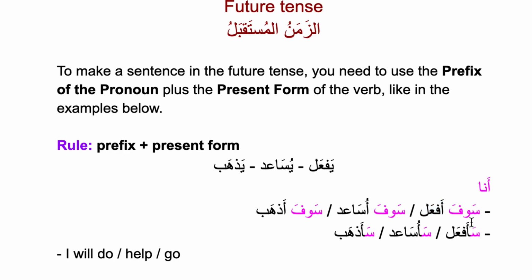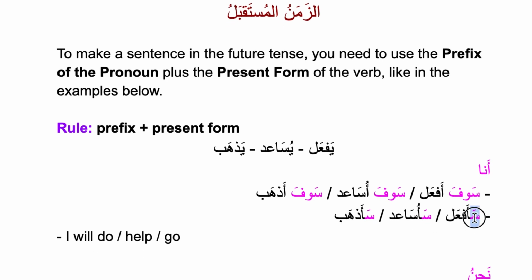The second example, sawfa usa'id. Sawfa usa'id means I will help. The third example, sawfa adhhab. Sawfa adhhab, and it means I will go. And the second form of the future tense is using the letter sin with a fatha on it, so sa, plus the present form, like in the examples here. Sa'af'al also means I will do. The second example, sa'usa'id, and it means I will help. The third example, sa'adhhab, and it means I will go.